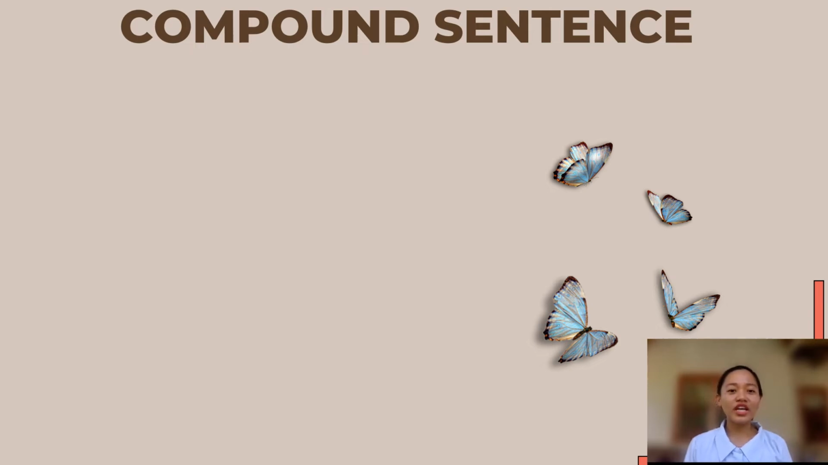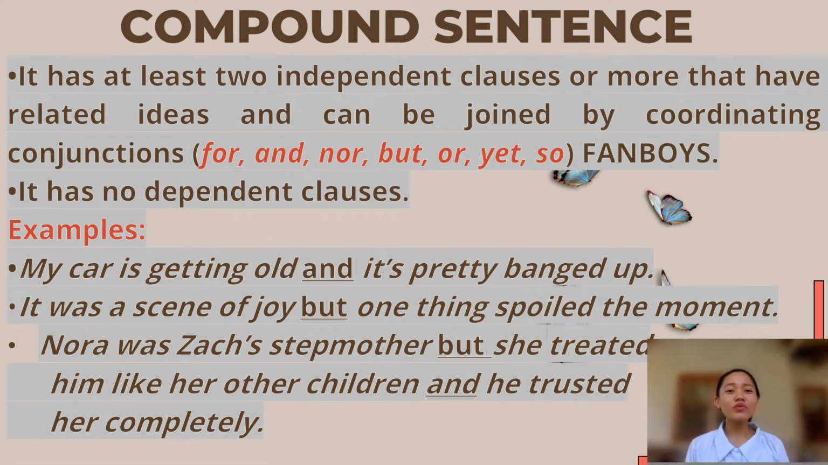So now let's try to figure out what a compound sentence is. When we say compound sentence, it has at least two independent clauses or more that have related ideas and can be joined by coordinating conjunctions like for, and, nor, but, or, yet, and so. These are known also as FANBOYS. And a compound sentence also has no dependent clauses. So here are our examples.